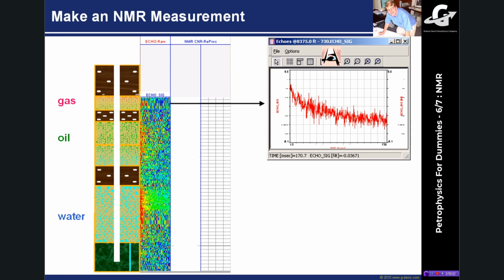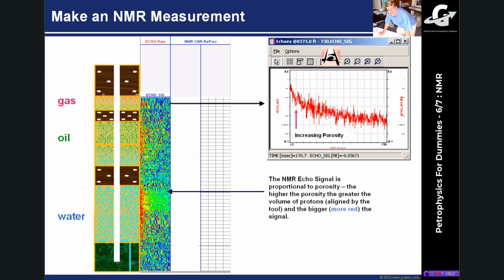And as we let that signal decay away through time, as the protons react with the pore space wall, they come out of alignment, and we lose this nice big coherent signal. So this NMR signal is proportional to porosity. The higher the porosity, the larger the number of protons, because we've got more water or more oil in there, and then we align those all up, so we get a nice big signal. So we get a nice big red signal at early time here.